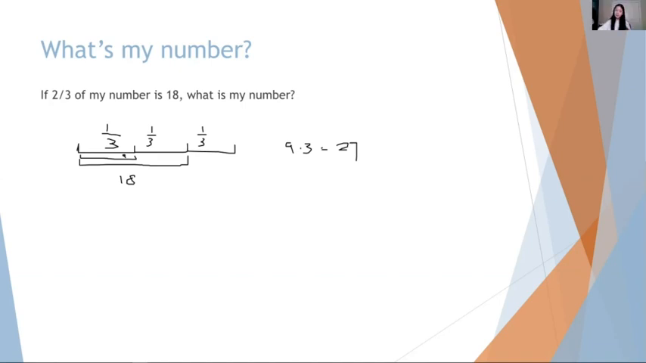Okay. Another way to do it is you can replace it with a variable. So you can assign my number as x. Essentially, 2/3 of my number x is equal to 18. And to solve for this, just multiply both sides by the reciprocal, like we did before. And then this would result in 27. Okay, any questions? All right.